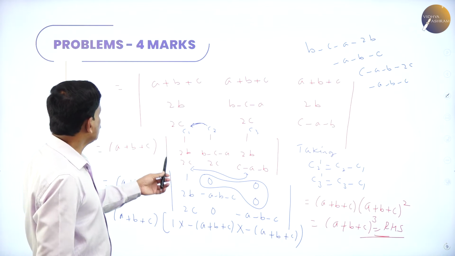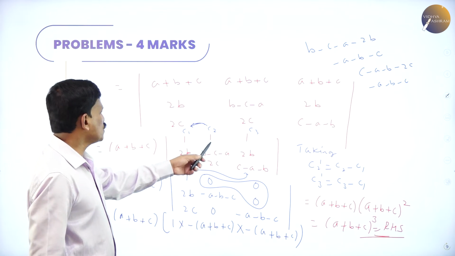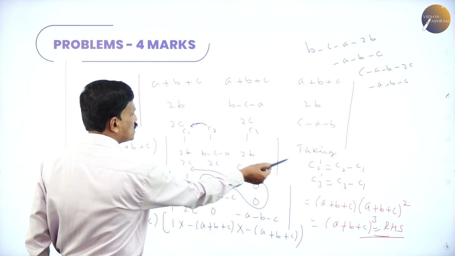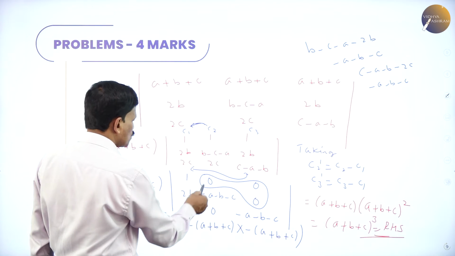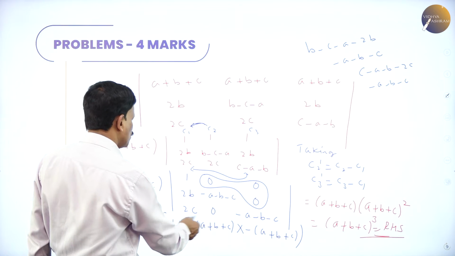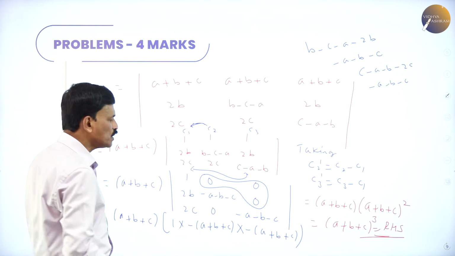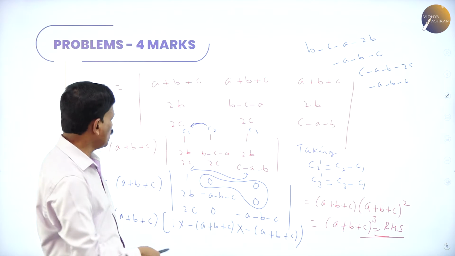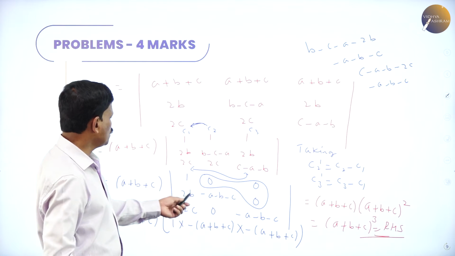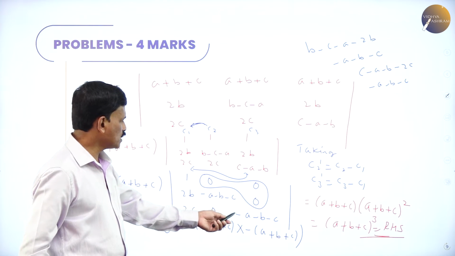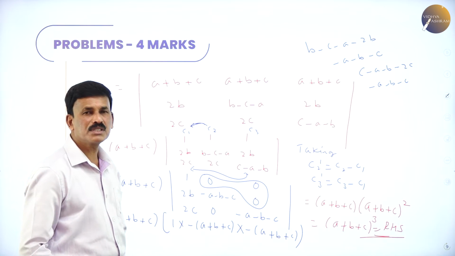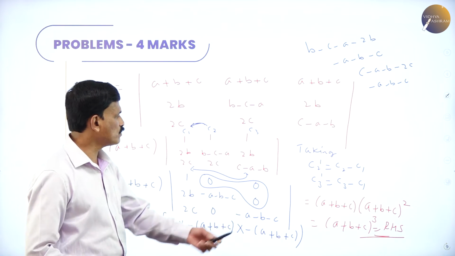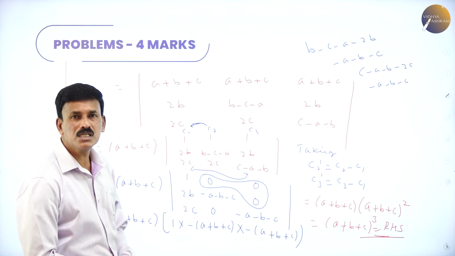See, so taking C2' equal to C2 minus C1, and C3' equal to C3 minus C1, these elements reduce to 0. Then all the elements above the principal diagonal are 0. Therefore, the value of the determinant is equal to 1 into minus (a+b+c) into minus (a+b+c), that is, (a+b+c)² into (a+b+c), which is (a+b+c)³.